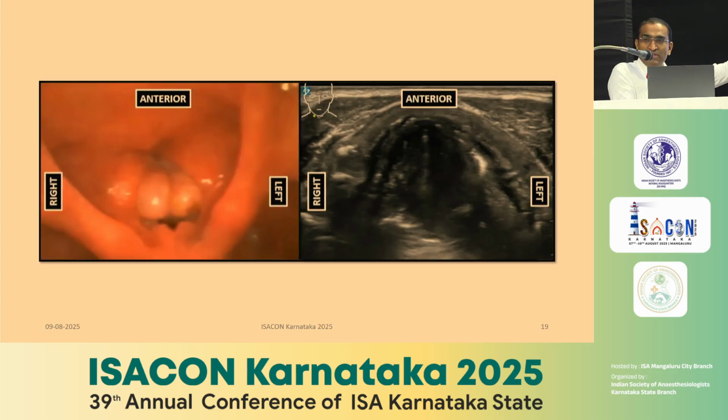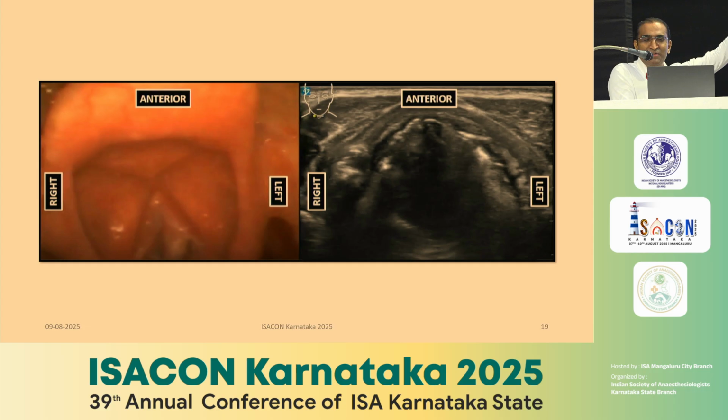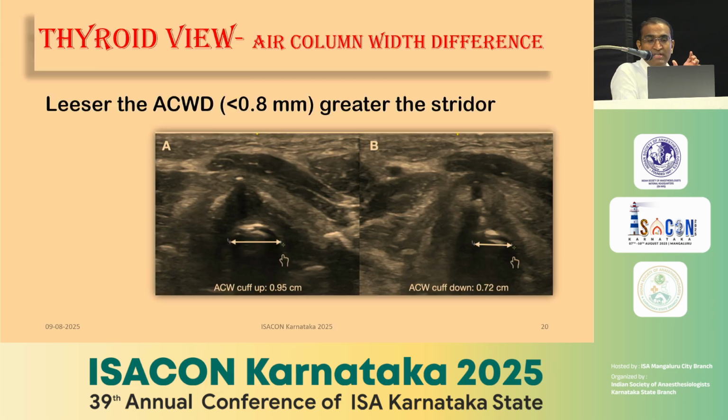The surprise was this. When I saw the endoscopic picture, you can see here, when they play the video, there are two pedunculated masses sitting in between the vocal cords. So the ultrasound really helps with a real-time image and helps us know what is happening to the vocal cord. At the same level, it helps us measure the air column difference in the cuff-inflated and cuff-deflated states.